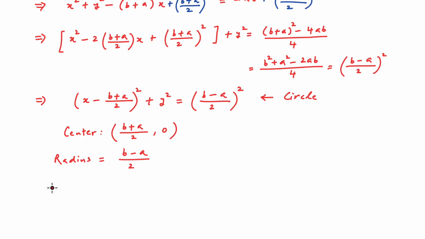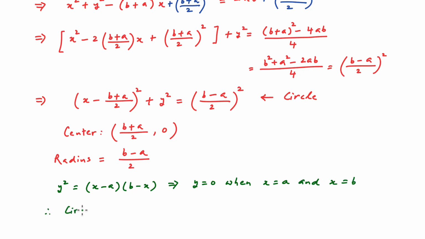What else do we know about this circle? If you go back to its original equation, y squared is equal to (x minus a) times (b minus x), we notice that y is equal to 0 when x is equal to a and when x is equal to b. Therefore, the circle cuts the x-axis at the points (a, 0) and (b, 0).